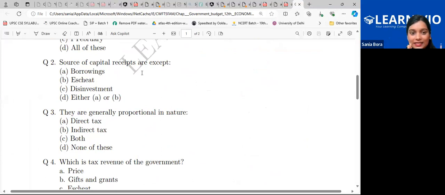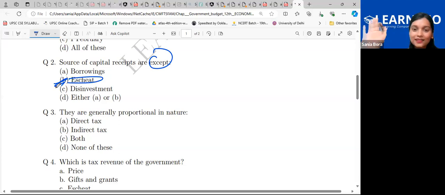They are asking you the sources of capital receipt are except, meaning which one of these is not a capital receipt. Oh, clear, that one I got wrong, ma'am. You were correct, but that's why I asked you to focus here. It means that apart from this one, all the others are capital receipts, so the answer would be clear.